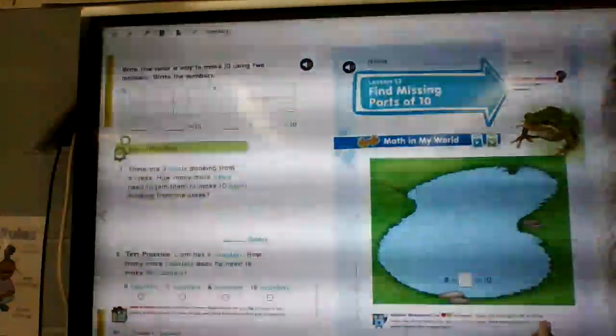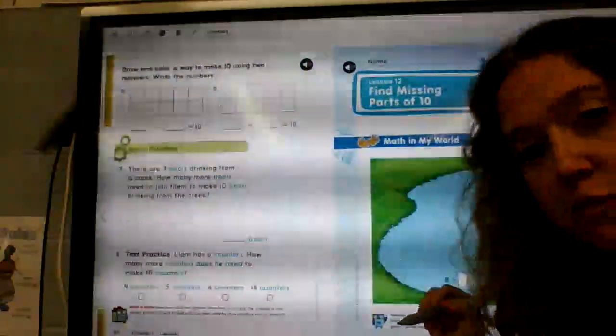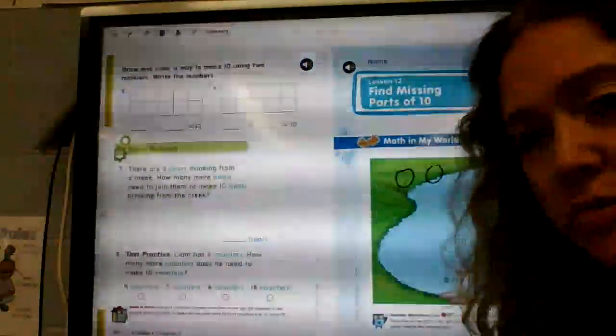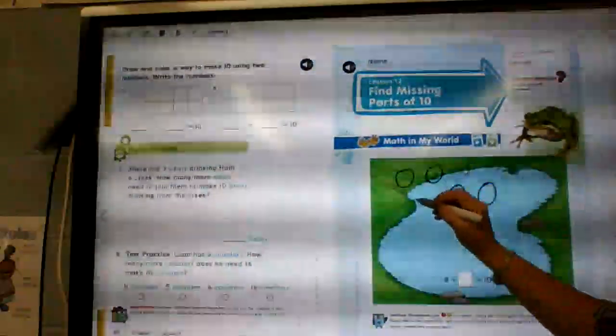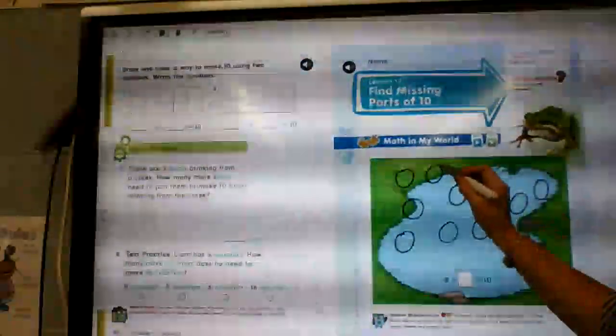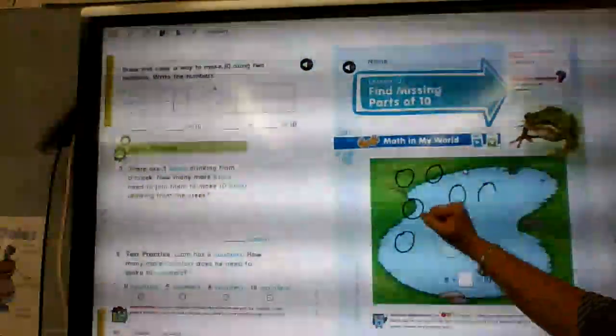There are 10 frogs in all. So I'm going to draw 10 frogs in all. I'm just going to draw circles, but you could draw frogs if you want to. 3, 4, 5, 6, 7, 8, 9, 10. Okay, we know 8. 8 of the frogs are in the pond. Oops, you know what? I messed up. Let me redo that. I'm sorry.